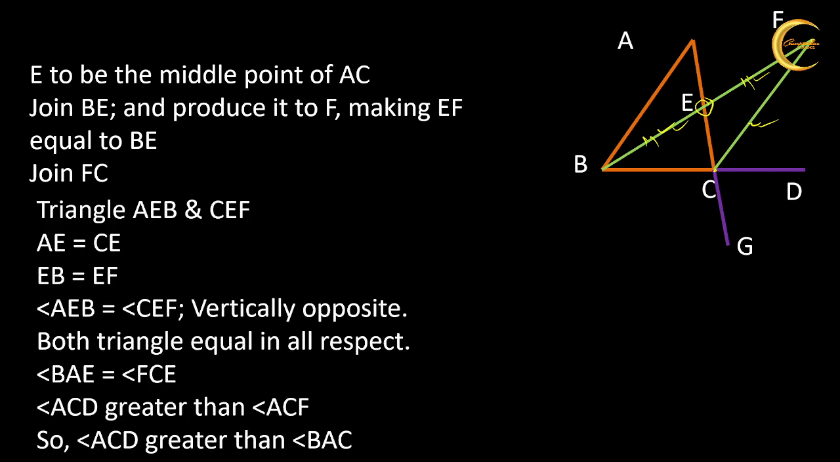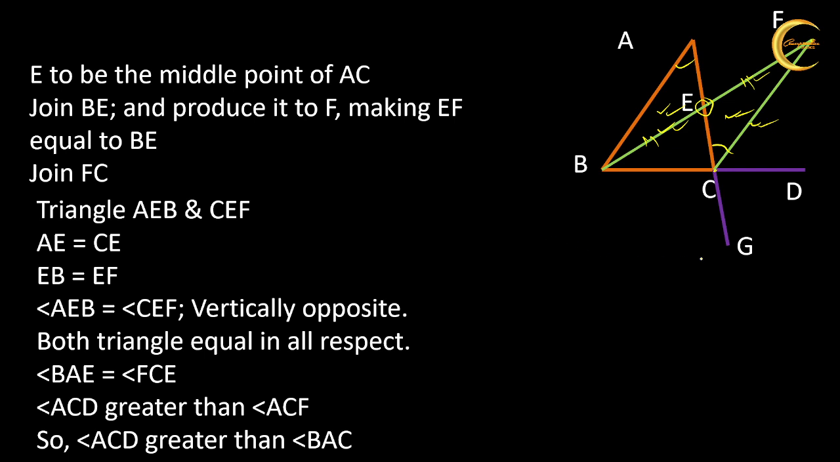Now, how will we prove this theorem? So here two triangles have been formed. One triangle is the AEB triangle, and another triangle is the CEF triangle. These are the two triangles that have been formed. If we prove these two triangles are equal in all respects, then we can easily prove that this ECF angle is equal to BAE angle. So how will we prove that?